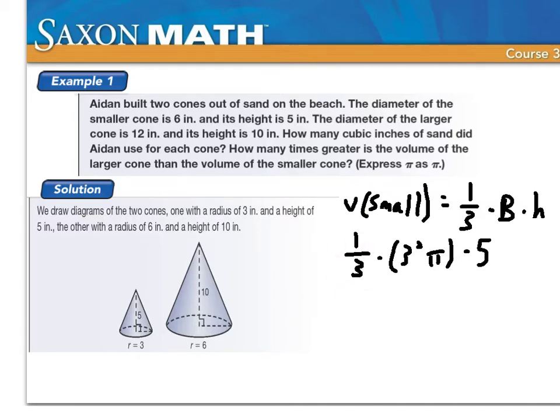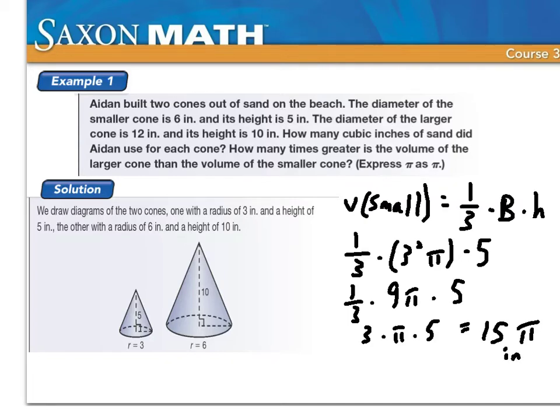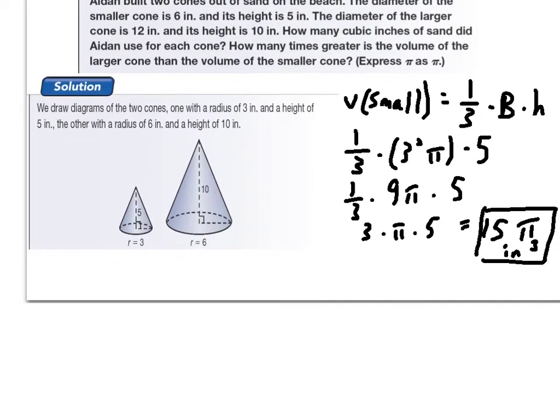So again, right here we've got our 1/3. This is the area of the base right here because the area of the base is pi times radius squared. So we're taking our radius squared, multiplying it times pi, and we're leaving it in terms of pi because it says so right here. And again, times our height. Well, we got 1/3 times 3 squared is 9 pi times 5. In this case it's easiest to do 1/3 of 9 first because 1/3 of 9 is 3. So we're going to have 3 times pi times 5. And then we can multiply the numbers together. 15 pi is the volume of the small one, and that's in inches cubed. So that's one answer because it asks for the volume of each cone. So there's that one first.